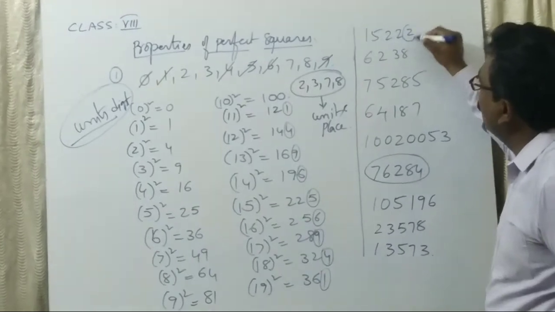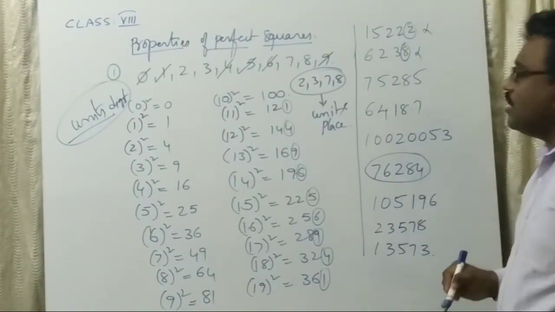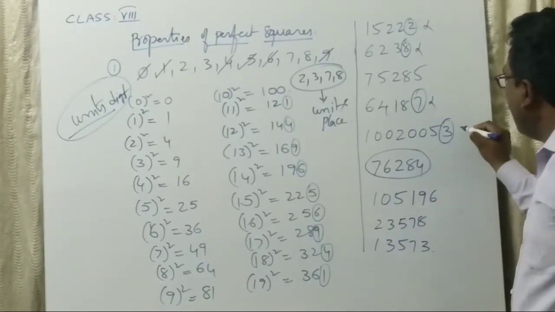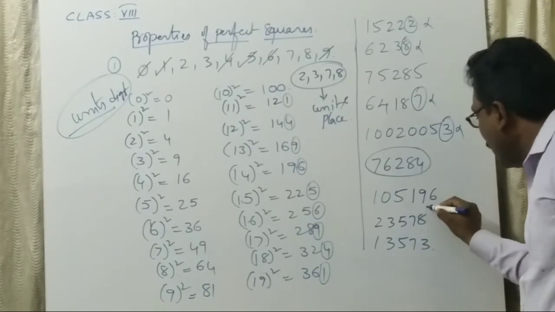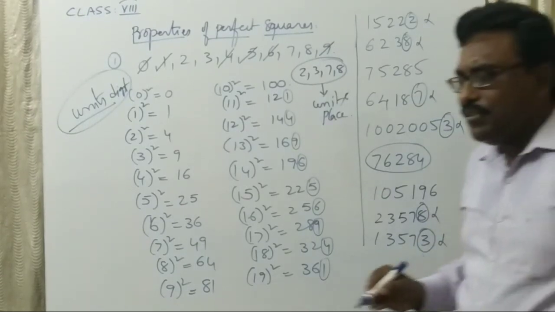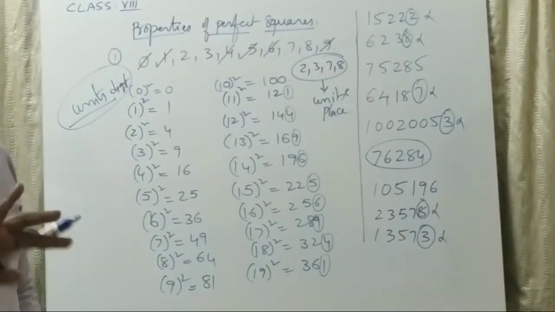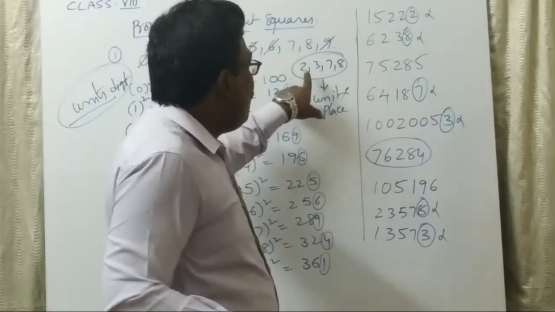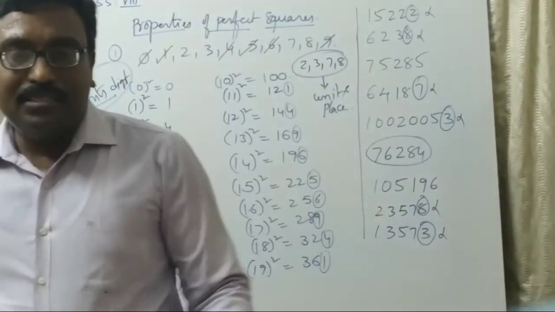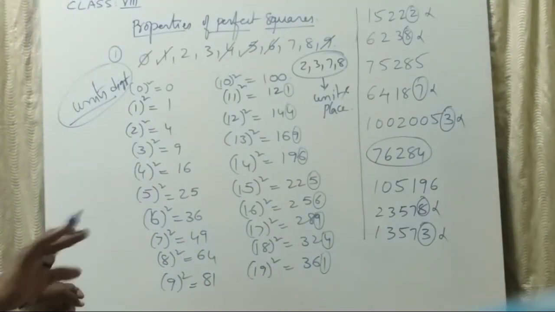See here, 2. It is not a perfect square. 8. Not a perfect square. 7. Not a perfect square. 3. Not a perfect square. Without thinking about what number it will be, there is no need. So if the units place is 2, 3, 7, 8, yes, it is not a perfect square. We can say that very strongly.